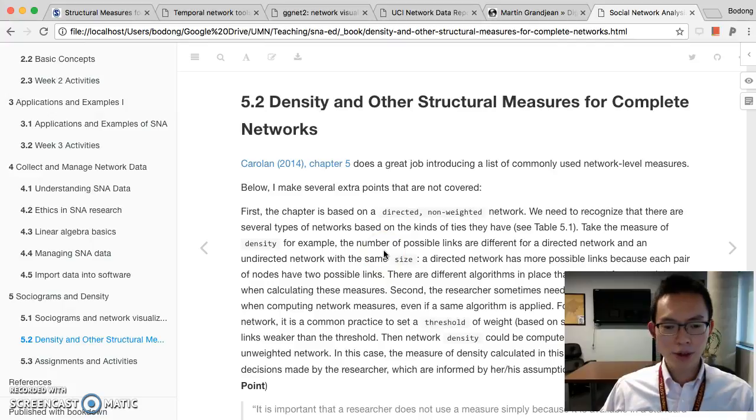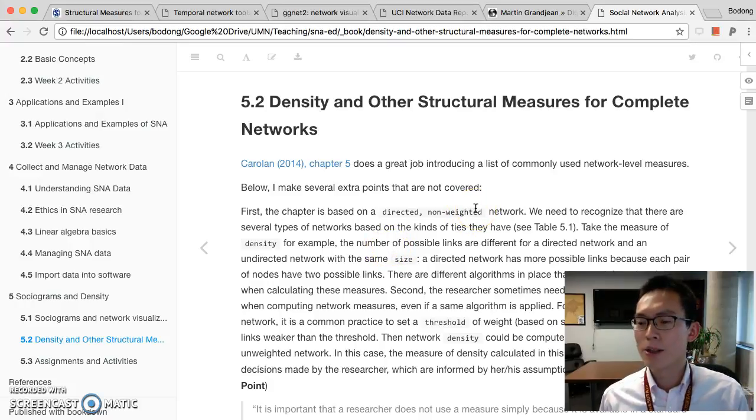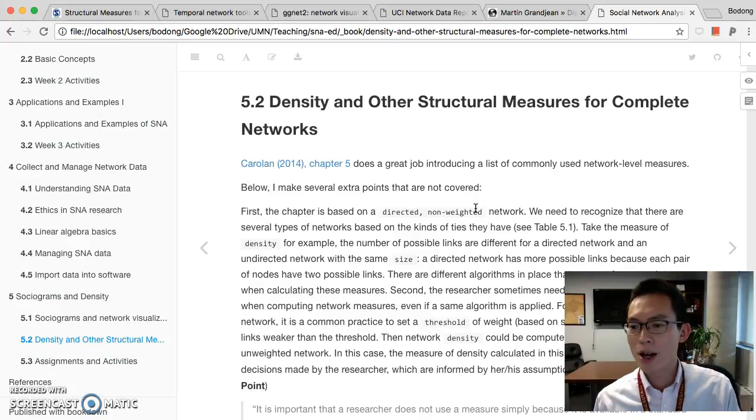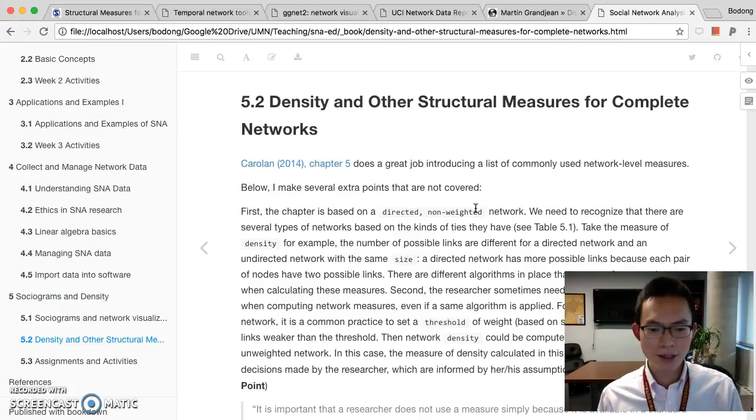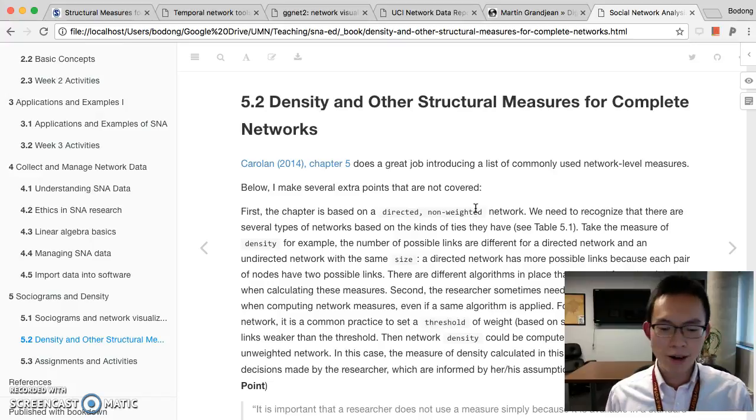And in this week, reading this chapter is a great starting point to get familiar with these measures. And I also want to point out that you might have already read about some of these measures in earlier readings. If that's the case, just use this opportunity as a way to solidify your understanding.